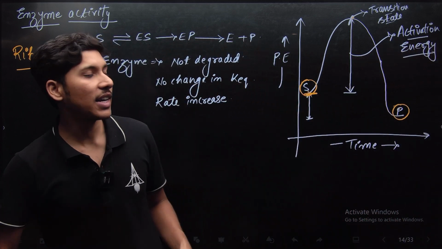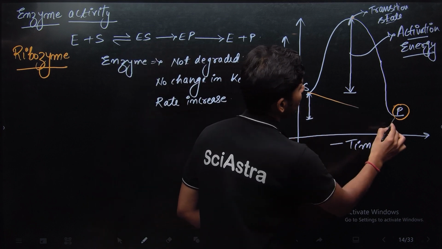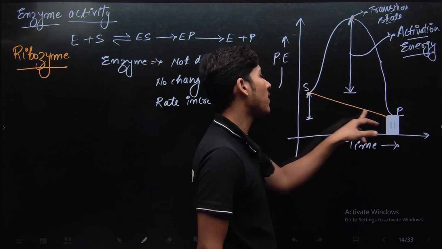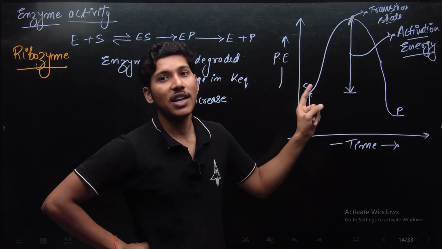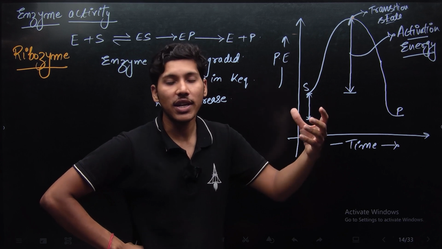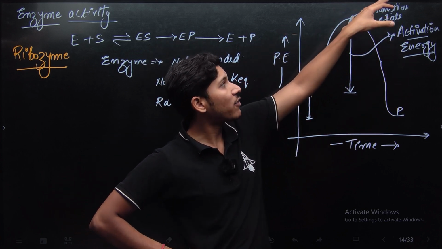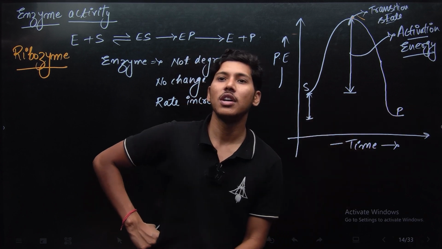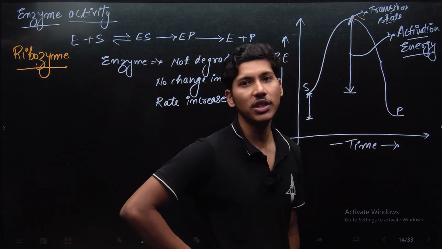It is not like the substrate has some potential energy and it releases some energy to form product. No, this will never happen. Even if the substrate is at a higher energy level, it still has to absorb a certain amount of energy, which is known as activation energy, to form a transition state, and then from this transition state it forms a product. Okay, clear? So this is the thing.